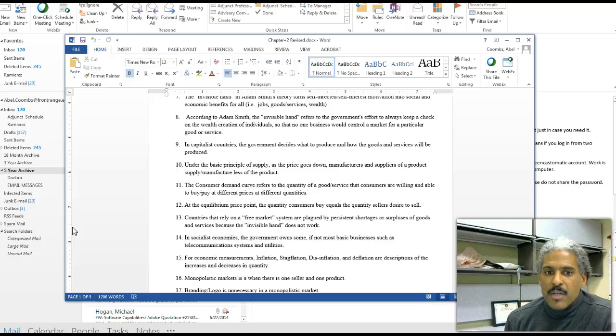9, in capitalist countries, the government decides what to produce and how the goods and services will be produced. False. That's communism that the government decides. Capitalist, competition. 11, the consumer demand curve refers to the quantity of goods and services that consumers are willing and able to pay at different prices at different quantities.